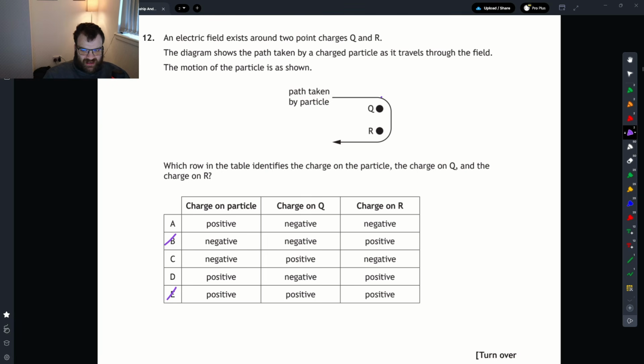We then need to look at what happens with R. Now, it's also getting pulled towards R. If R was the same charge as the particle, it would have repelled the particle, and that's not what's happening.